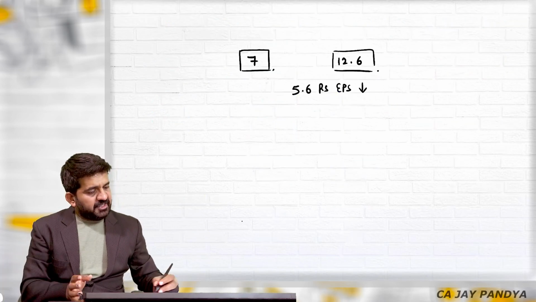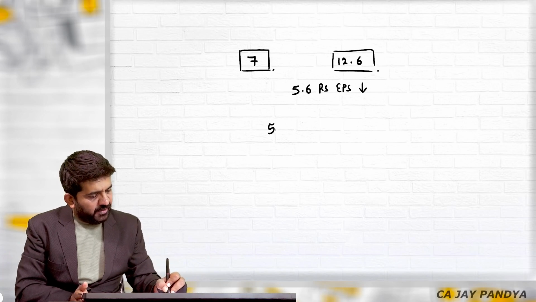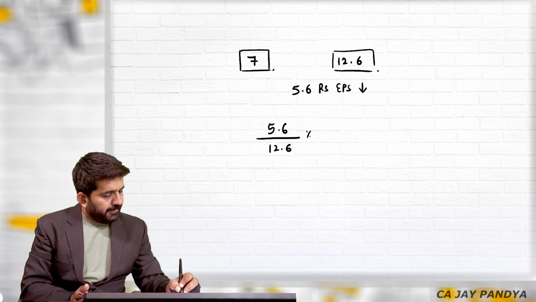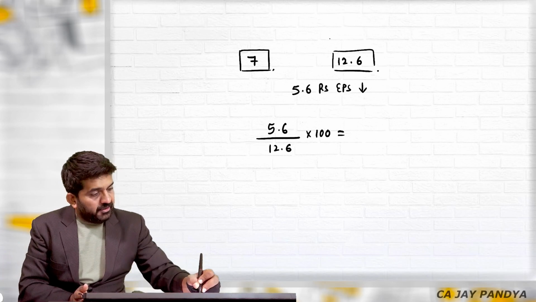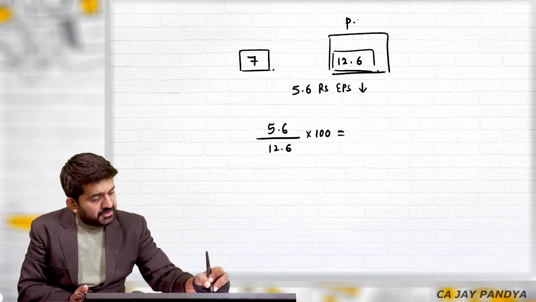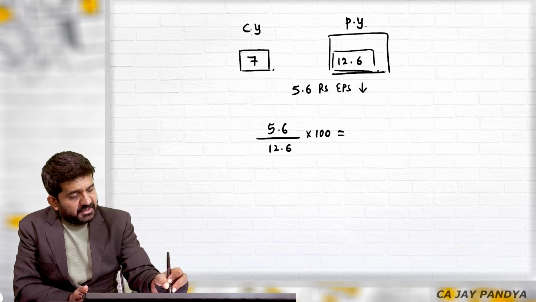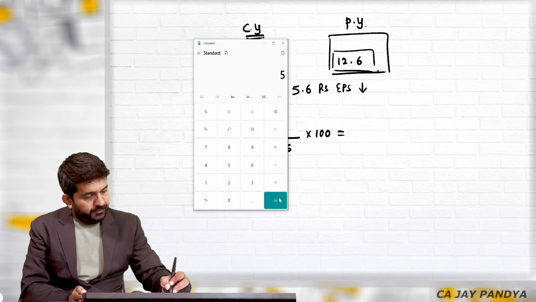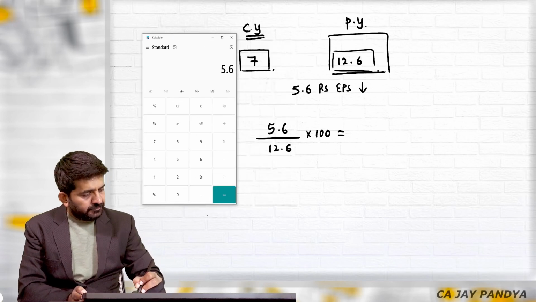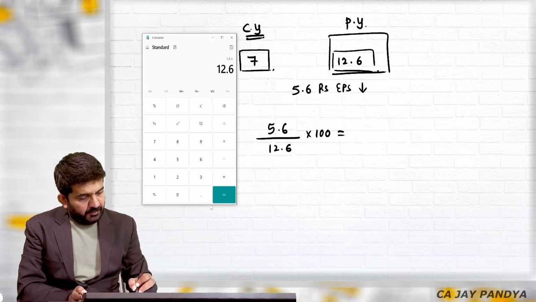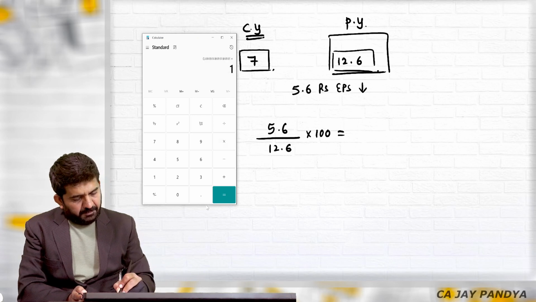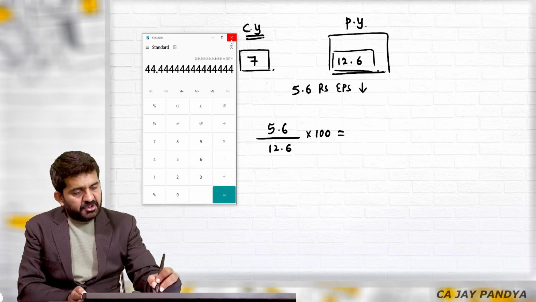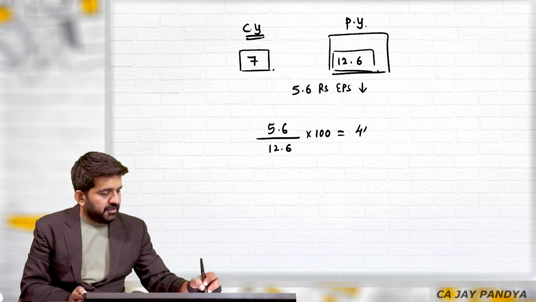What will be the percentage change in EPS? It will be 5.6 upon 12.6 multiplied by 100. Why? This is the answer of the previous year. This is the answer of the current year. 5.6 divided by 12.6 multiplied by 100, which is 44.44%.